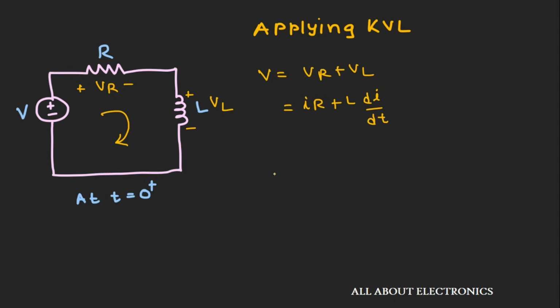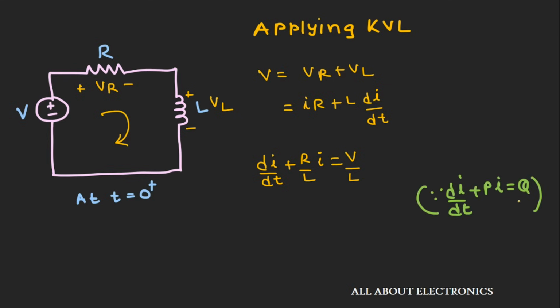If we further simplify it, then we can write di by dt plus R by L into i, that is equal to V by L. Now if you compare this equation with di by dt plus pi is equal to q, then the value of p will be R by L and the value of q will be V by L. So this V by L is nothing but a force excitation for this given circuit.